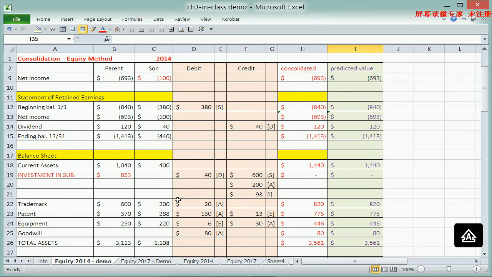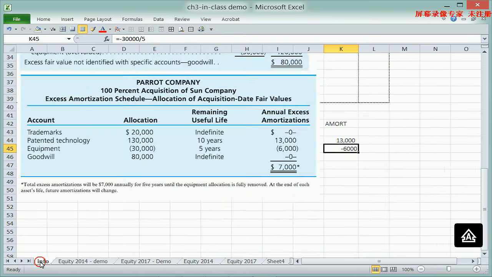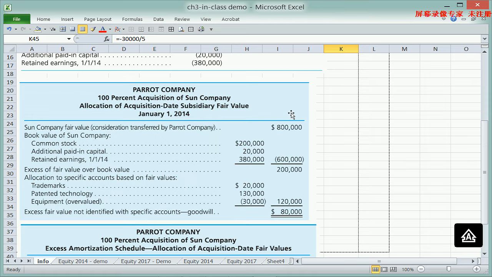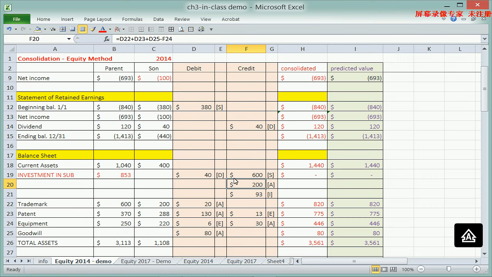Let me conclude what are the differences between Chapter 2 and Chapter 3 when consolidation happens at the date of acquisition and after the acquisition. At the date of acquisition, the investment account was the cost of the investment. So we only need the S and A entries because we only need to eliminate what we paid for the subsidiary, which was $800,000. So in the first date of consolidation, you only need S and A, which is exactly 800,000.